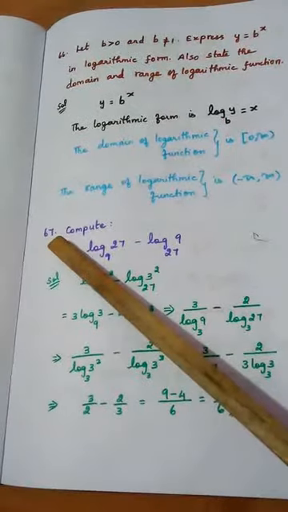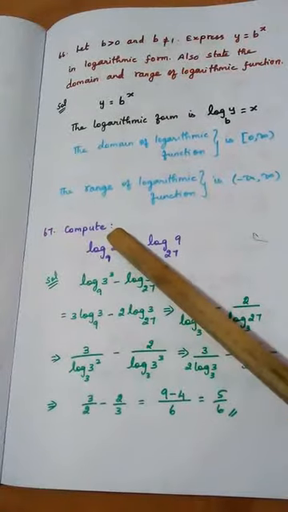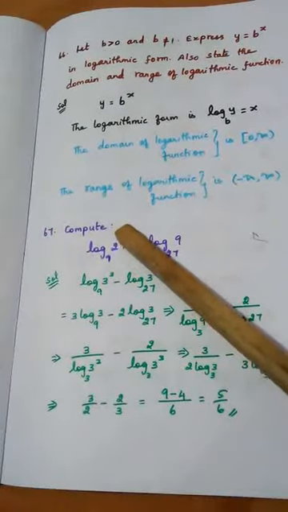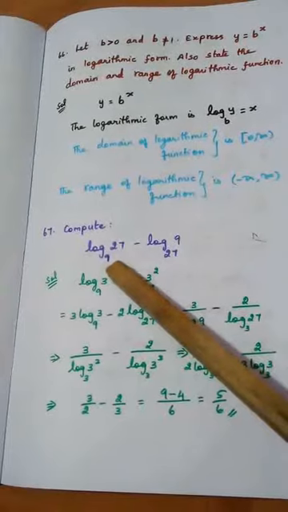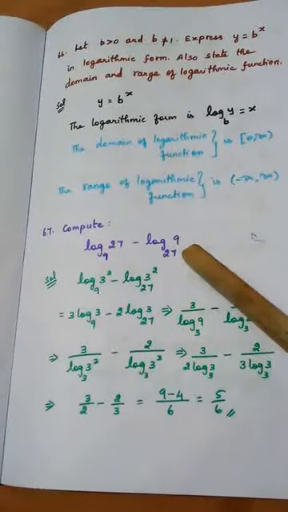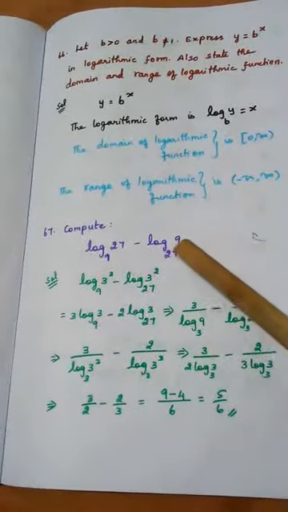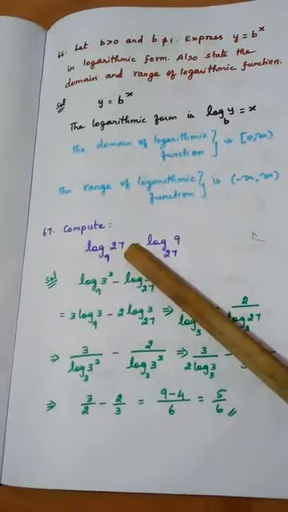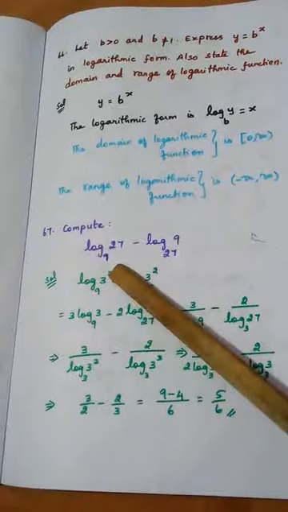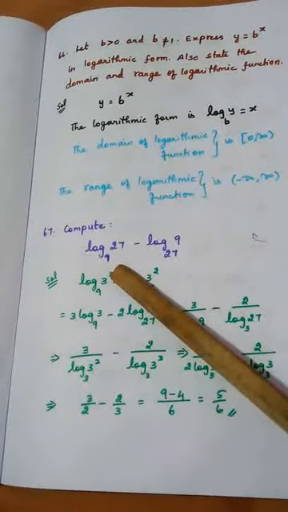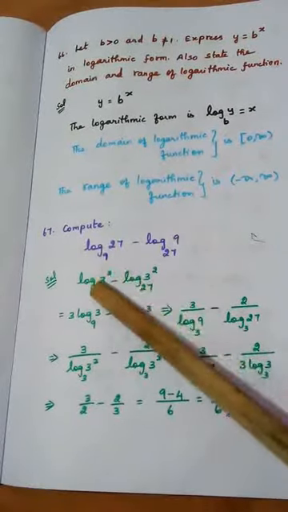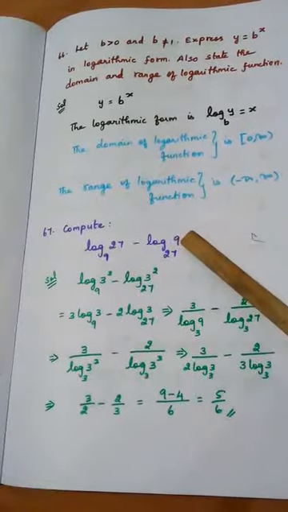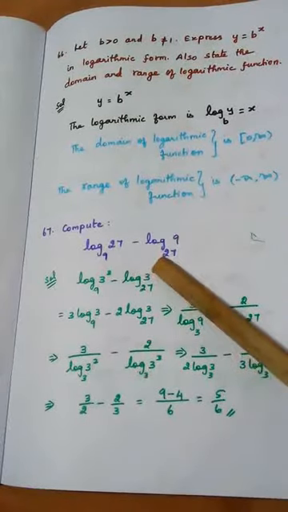Now problem number 67. Compute or simplify log 27 base 9 minus log 9 base 27. They are asking us to simplify this or calculate this. In the first step, 27 is written as 3 power 3. I think you will not have any doubt here. Similarly, 9 is written as 3 power 2, 3 square.